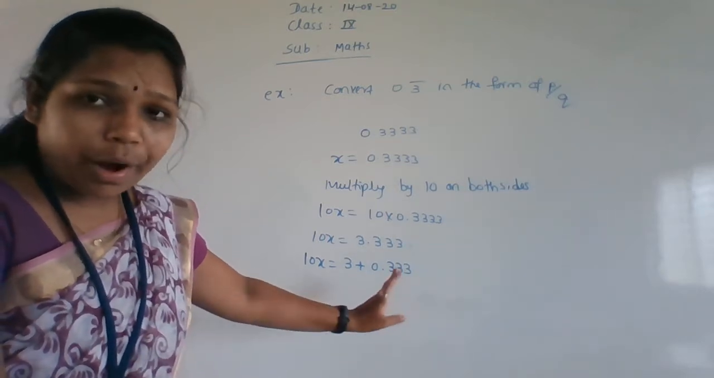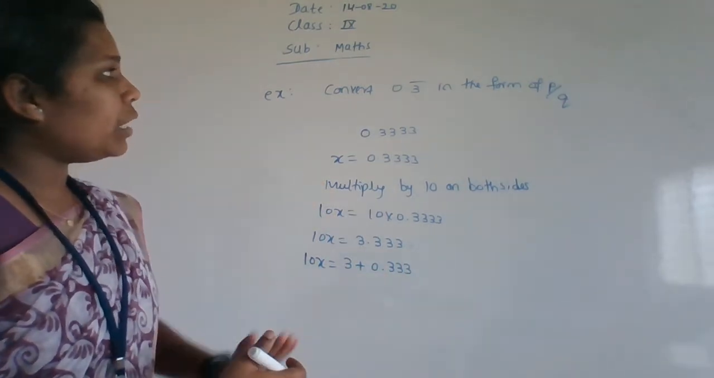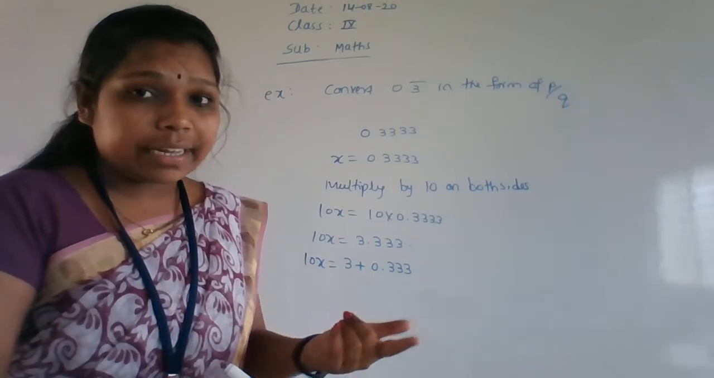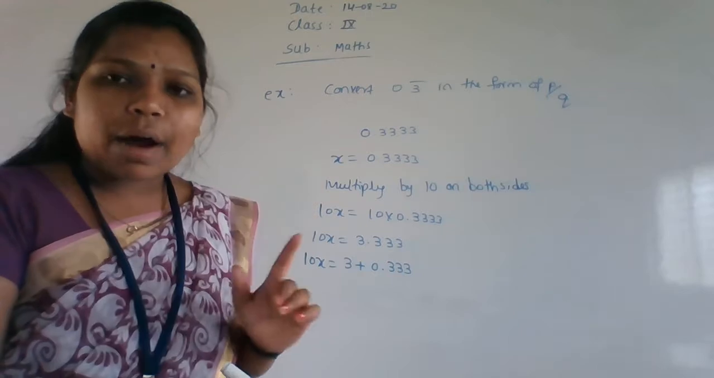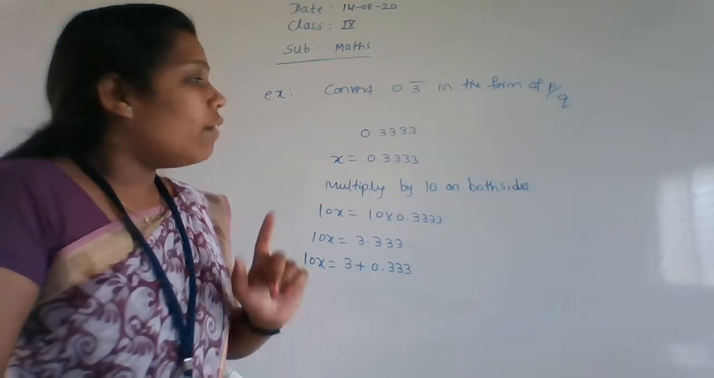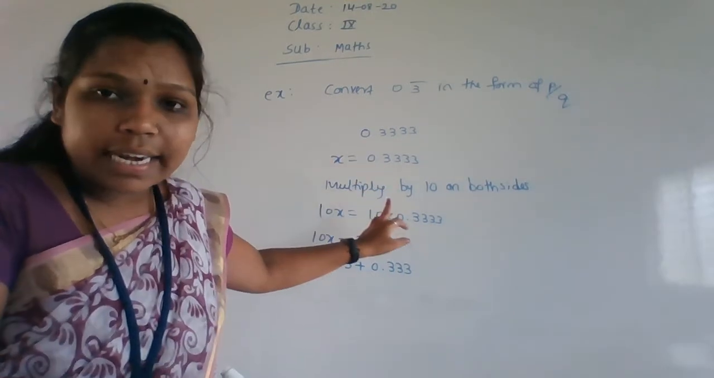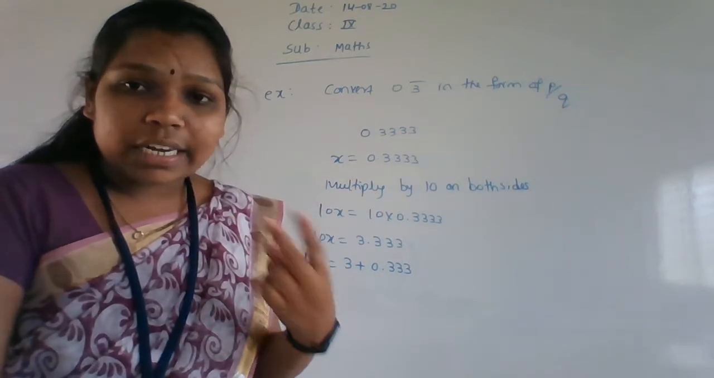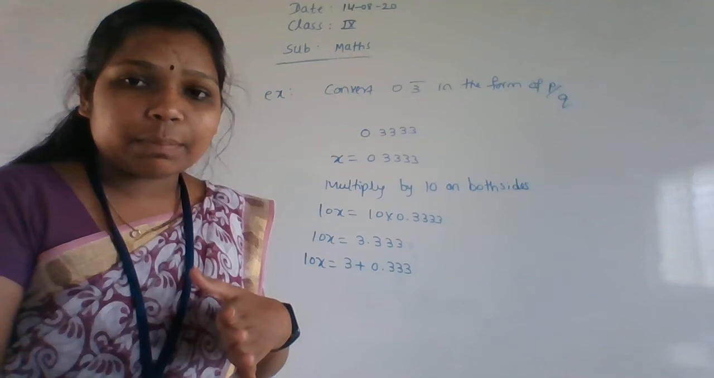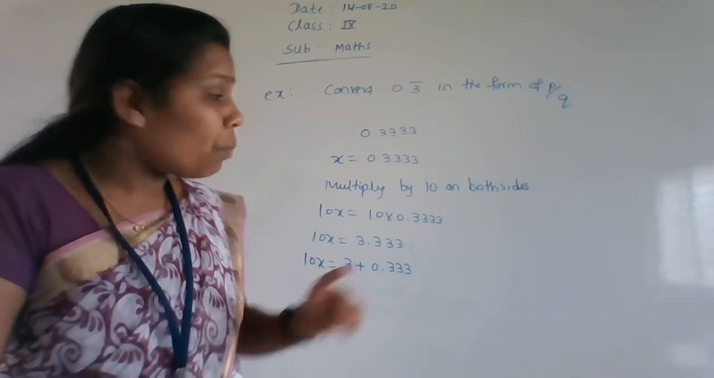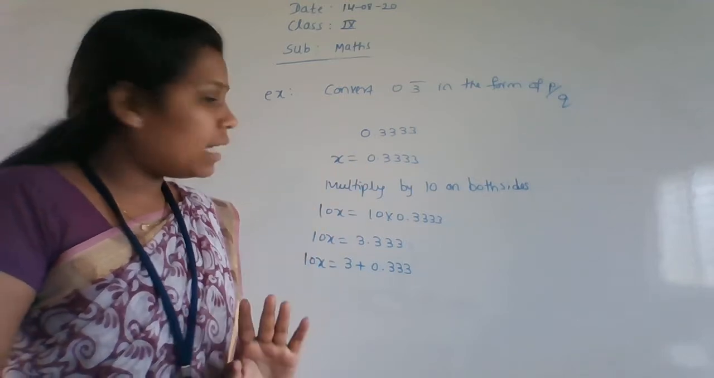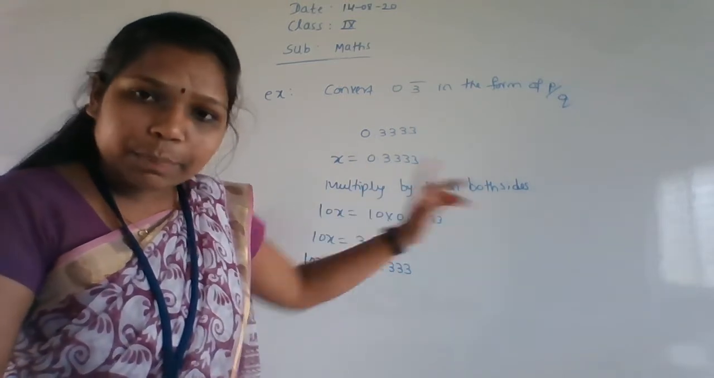See here, 10x is equal to 3 plus 0.33. What we are doing here: if after the decimal expansion only one number is repeating again and again, we have to multiply with 10 only. If 2 values are repeating, then we have to multiply with 100. Here only one value is repeating, that's why I am multiplying by 10 on both sides.